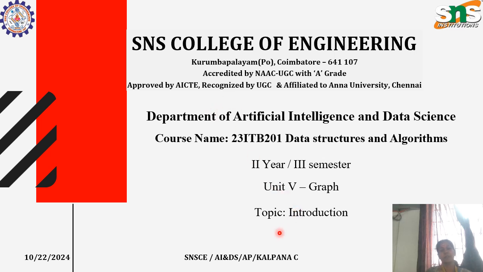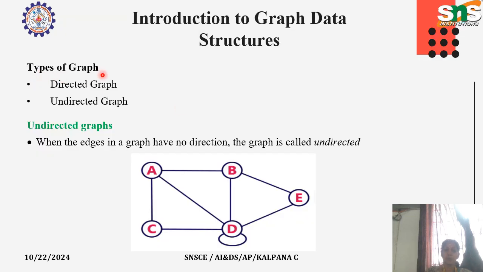Hello everyone, today we are going to discuss graph terminologies and types of graph. We have two types of graph: directed graph and undirected graph. In an undirected graph, the edges do not have any directions, that means no arrows. When the edges in a graph have no directions, it is called an undirected graph.